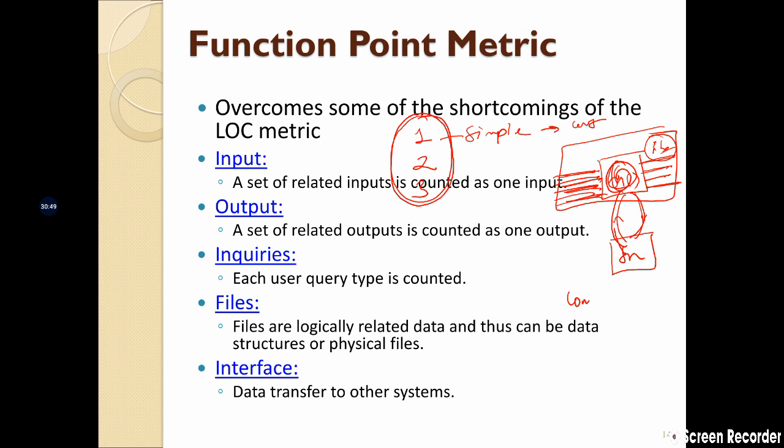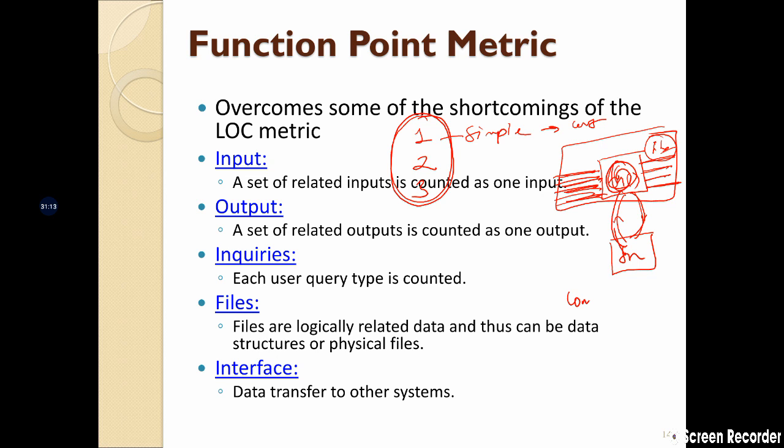Similarly, you can even look at files. The number of files your program is generating, or the number of files that your program is connecting to, all of that can also be attributed to the complexity. The number of files means that more data is being referred to or processed. So that way also you can put an estimate of the effort.